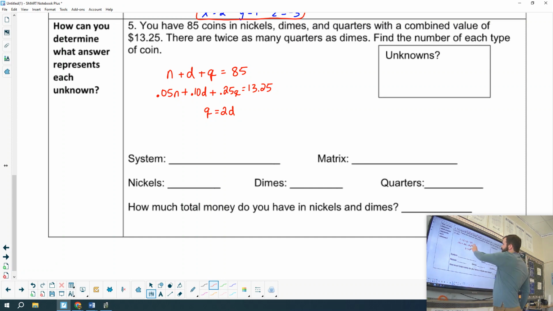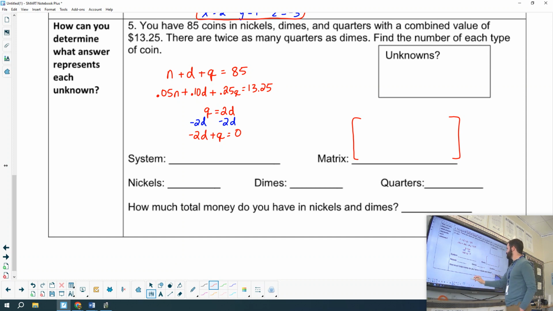So we need to move my dimes over to the left side, and we'll have 0 nickels, negative 2 dimes, 1 quarter, and 0 whole numbers. So it's going to look like this. If I minus 2d from both sides, my equation instead is going to look like negative 2d plus Q equals 0. Okay? So we can kind of ignore that right now, and here are my three equations. So let's write our matrix.